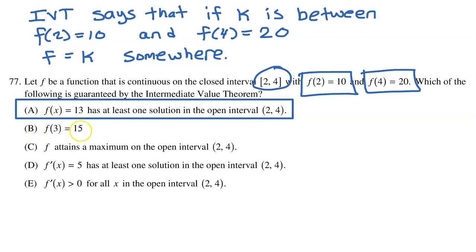Option B also mentions a value between 10 and 20, a value of 15. Why is this not the answer? Option B says that f will equal 15 specifically at x equals 3. The intermediate value theorem does not tell us that f will equal 15 right at 3, only that f will equal 15 somewhere on the interval between 2 and 4.